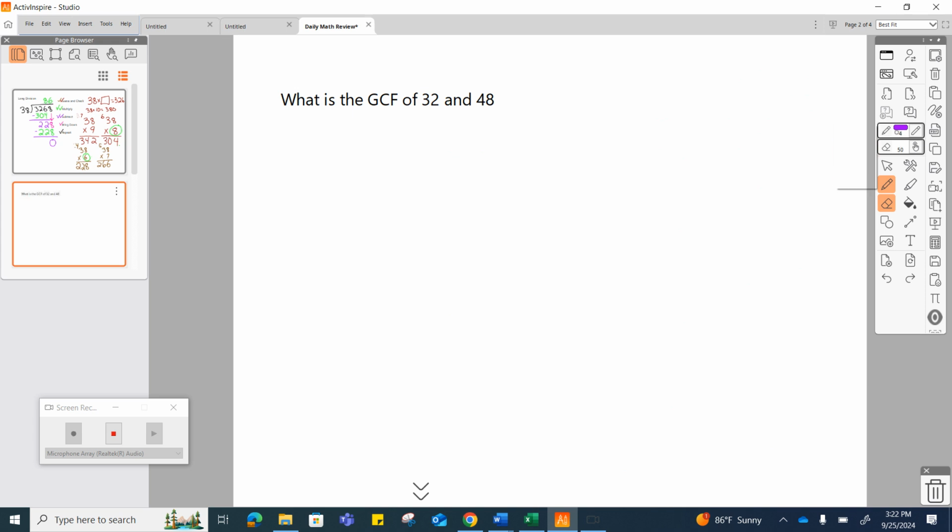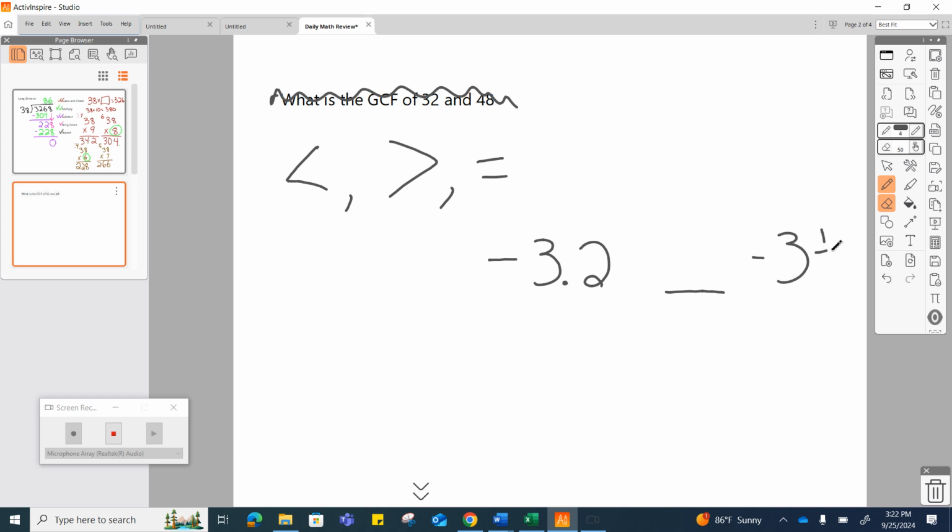Okay, so my next problem is not this. I'm going to scribble this out. My next problem is less than, greater than, or equal to. Which of these applies? One of them is negative 3.2, and one of them is negative 3 1/5. So I could do two different things. I could convert the 0.2 to 2/10. I could convert these fractions, and then I could compare those fractions.